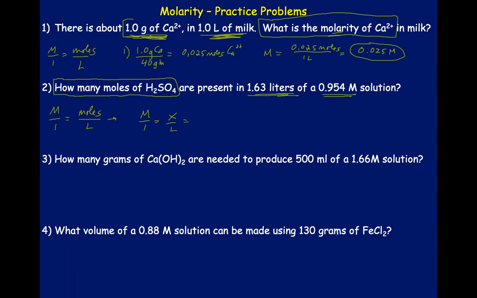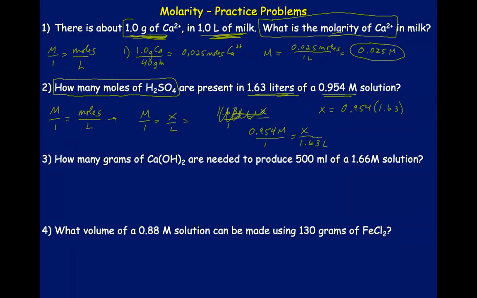I could just plug my numbers in and say, okay, 1.6 liters over 1 is equal to X over, oh, I'm sorry, that's actually wrong. Let's do it the different way. I messed up. All right, following the formula, I can do 0.954 molarity over 1 equals X over 1.63. That's why we got liters right here. So really, if you cross multiply, X would equal 0.954 times 1.63, right? So the moles always equal that.